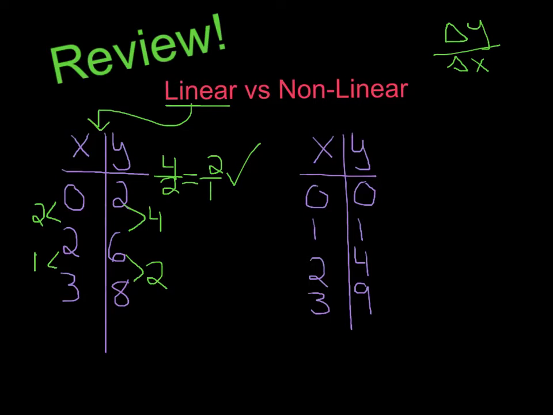Then let's look at the second example. All of your x values are going up by 1, and the y values go up by 1, and then up by 3, and then up by 5. So this would represent a nonlinear function because the rate of change is not constant.